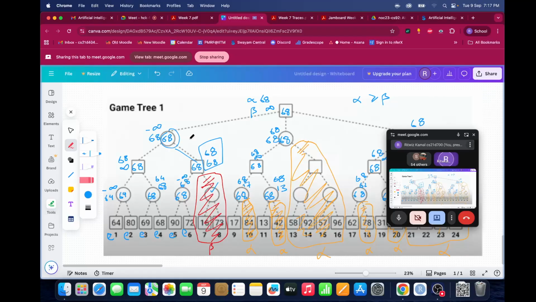Similarly here, when a cutoff condition was reached, you just ignored this whole part. You didn't care what value will come here, here, here. You just move straight ahead to this part. That is the advantage that alpha beta offers, that the time complexity will decrease. Yes. Okay, thank you. Sure.